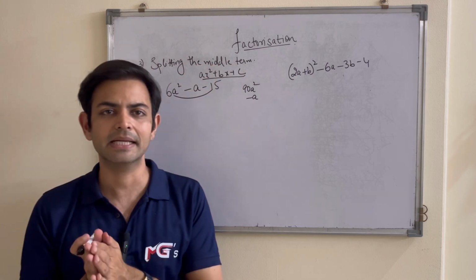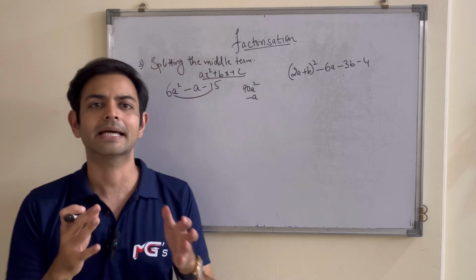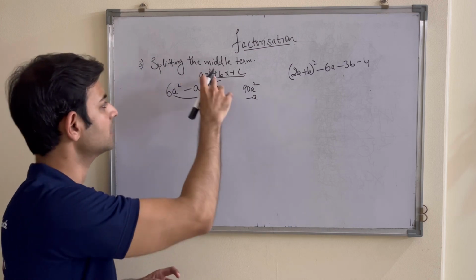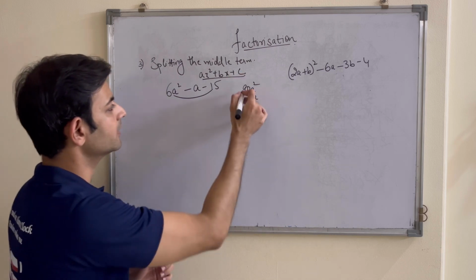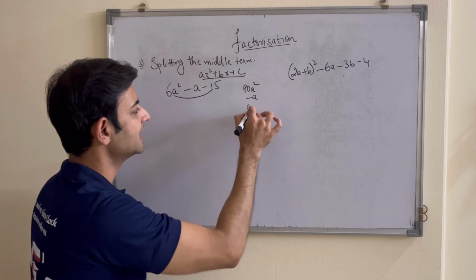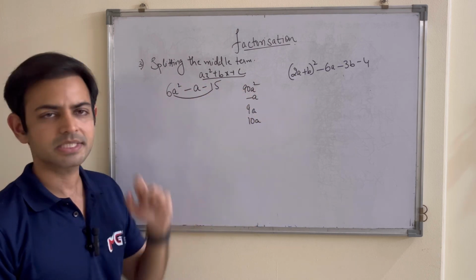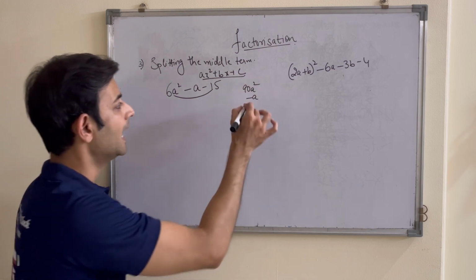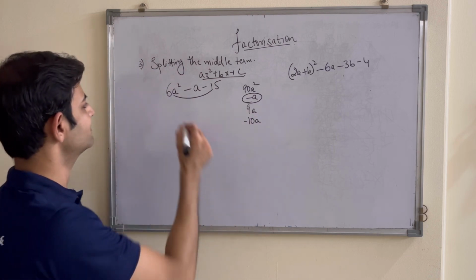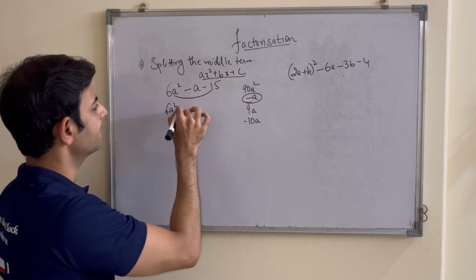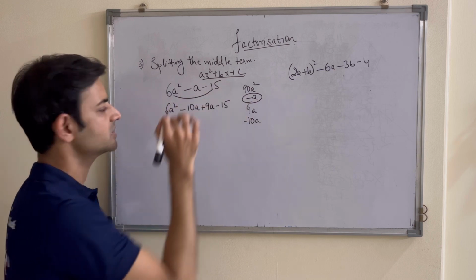So we need to understand that we are supposed to find two terms. We are supposed to split the middle term in such a way that on multiplication, I should get the product of the extreme numbers, and on addition, I should get the middle term. So because it is 90a square, I will use 9a and 10a. Now 9 into 10 will give me 90, a into a will give me a square, and because I want minus a here, I will put minus 10a. So now we can split this as 6a square minus 10a plus 9a minus 15.